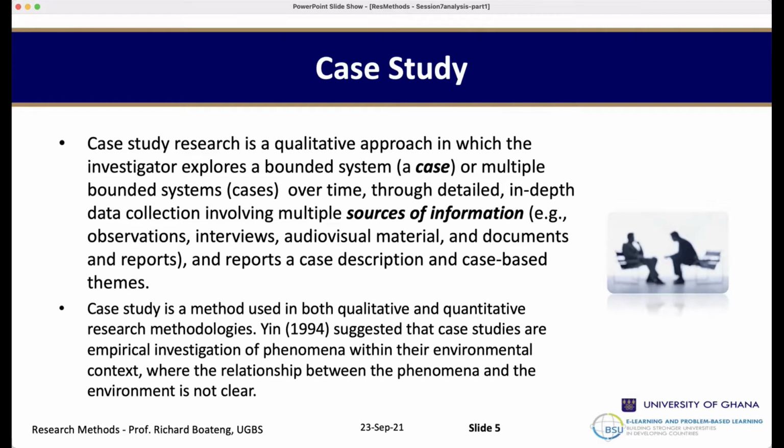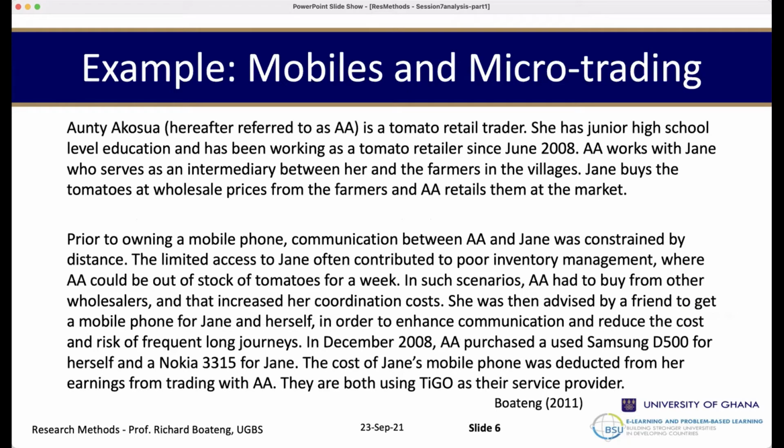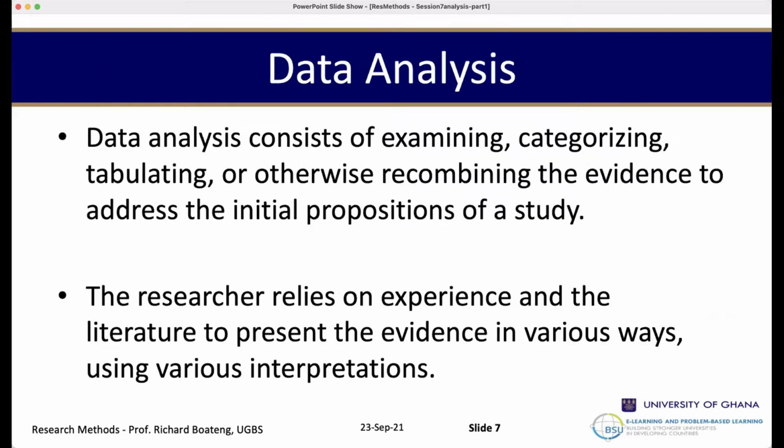Data should be interpreted in regard of the context, or in cognizance of the context, where the relationship between the phenomena and the environment is not clear. So that means that the environment and the data collected are kind of intertwined. They kind of influence each other. So it's very difficult for you to even separate the two. We looked at this as an example earlier. I don't want to go into details so much about that.